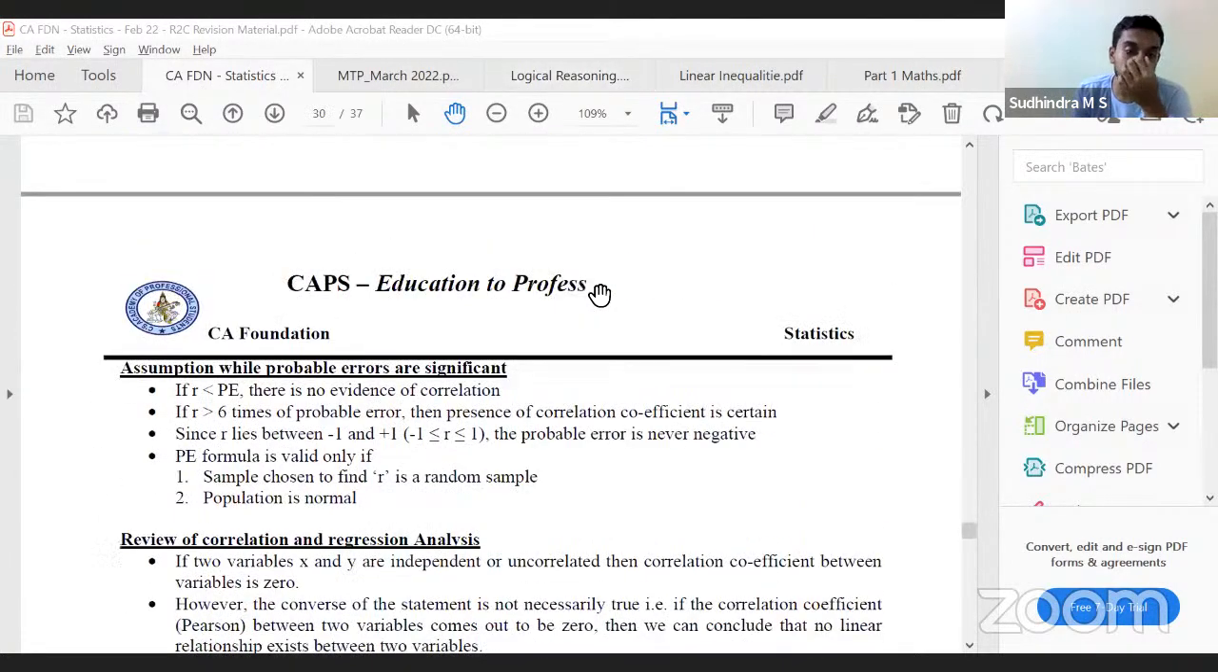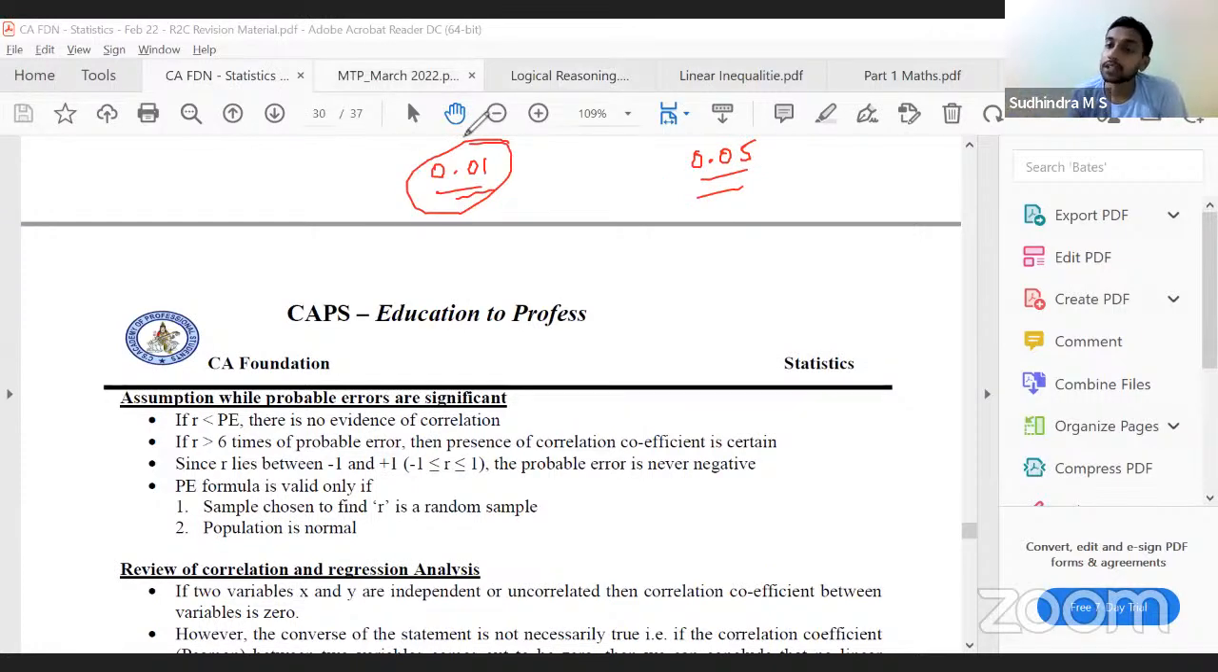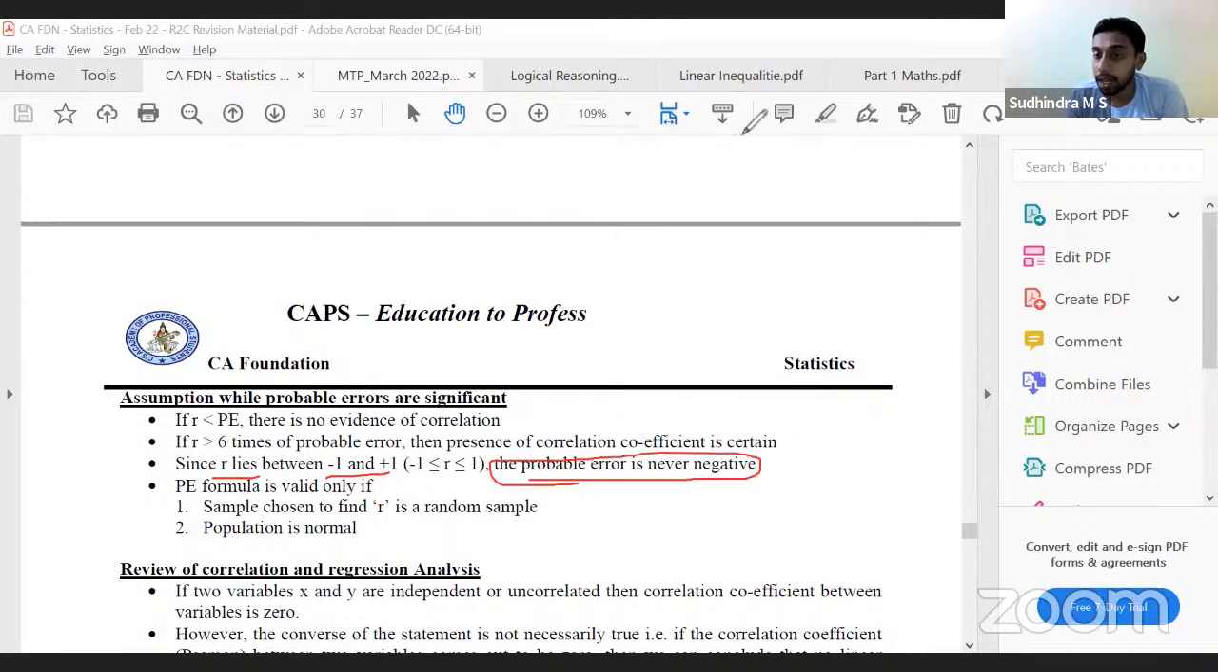Now, with regard to this probable error, what are the assumptions that we are taking? If r, the correlation coefficient of the sample, is less than the probable error, say r is 0.01 but the probable error is 0.05, in such cases we say that for the population there is no correlation at all. There is no evidence of correlation. However, if r is greater than 6 times the probable error, it means that there is a strong presence of correlation. Probable error can never be negative.